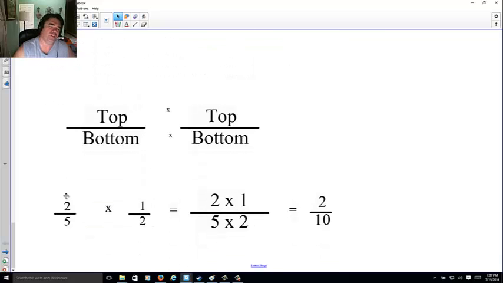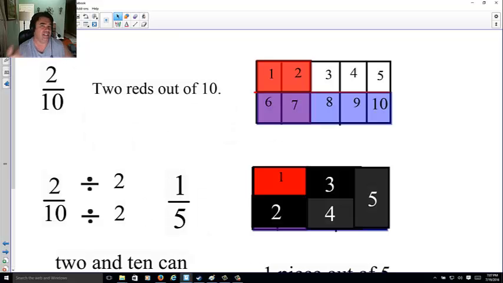Let me show you. So 2/5 times 1/2, all you have to do is take top times top, 2 times 1, which makes 2, and bottom times bottom, 5 times 2, which makes 10. That will make it 2/10. Yes, you might know it's 1/5, but that's next page. So 2 out of 10, 2 reds out of 10, because you have 2. Remember, you had 2 out of 5, then it got cut in half.